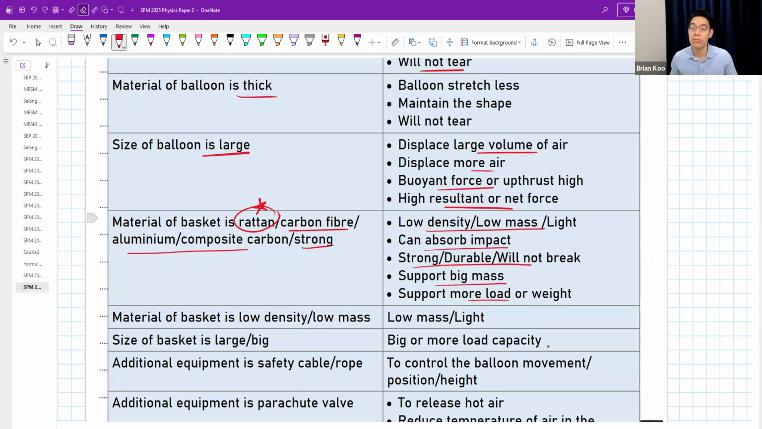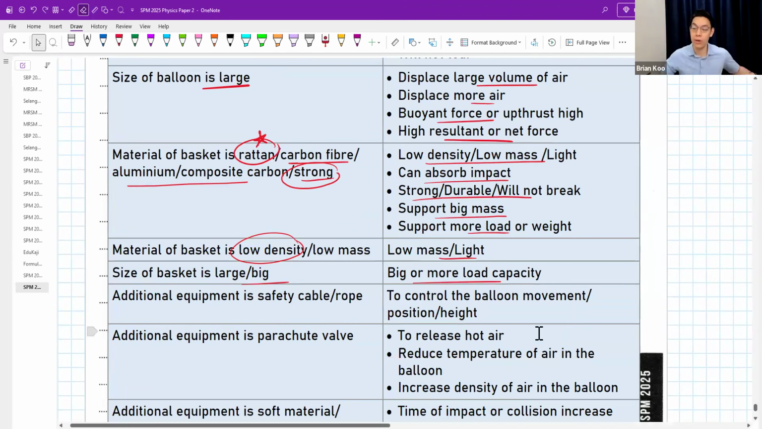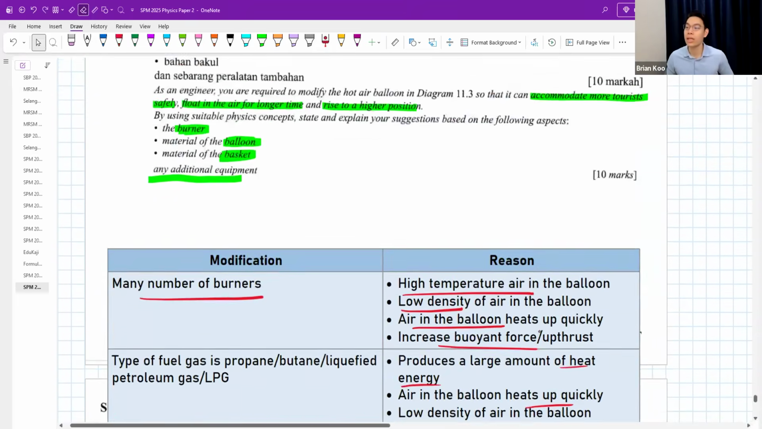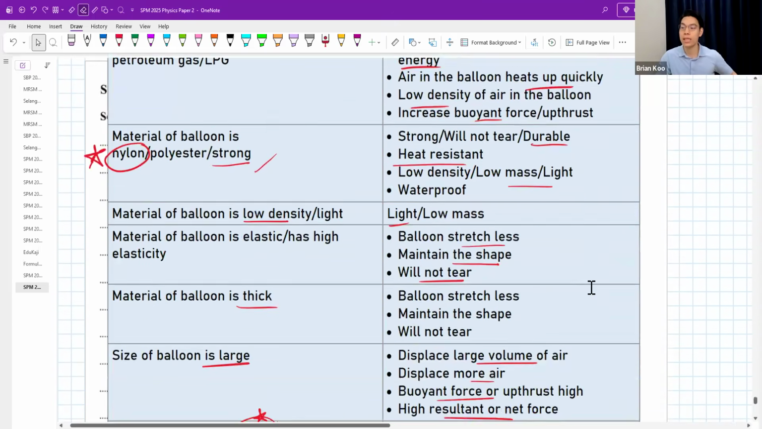Or just say, teacher, what if I just write strong, I write low density? Can. You split up, you get separate marks. Low density, very light. Size of basket, big, can have more capacity, can have more load. You try not to say can accommodate more tourists. Don't copy the question. You say can have more capacity.